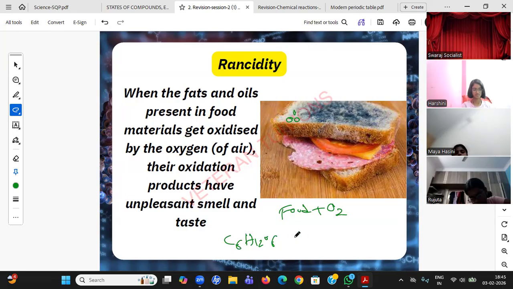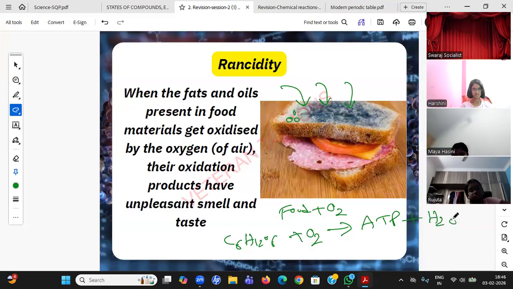C6H12O6, food, plus oxygen. What will you get? It will give us energy. Every organism requires energy, so it wants food and oxygen. Food is already here, and if oxygen comes from the atmosphere, obviously it will give energy, and the microorganism will excrete the waste, right? Definitely, that is where the foul smell comes from, student.